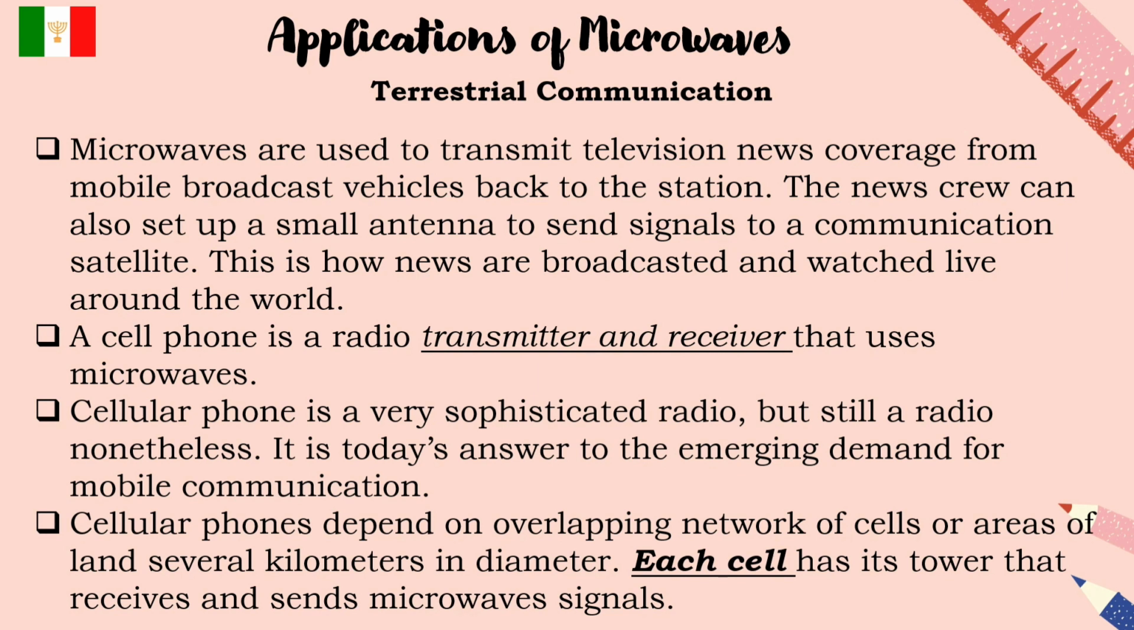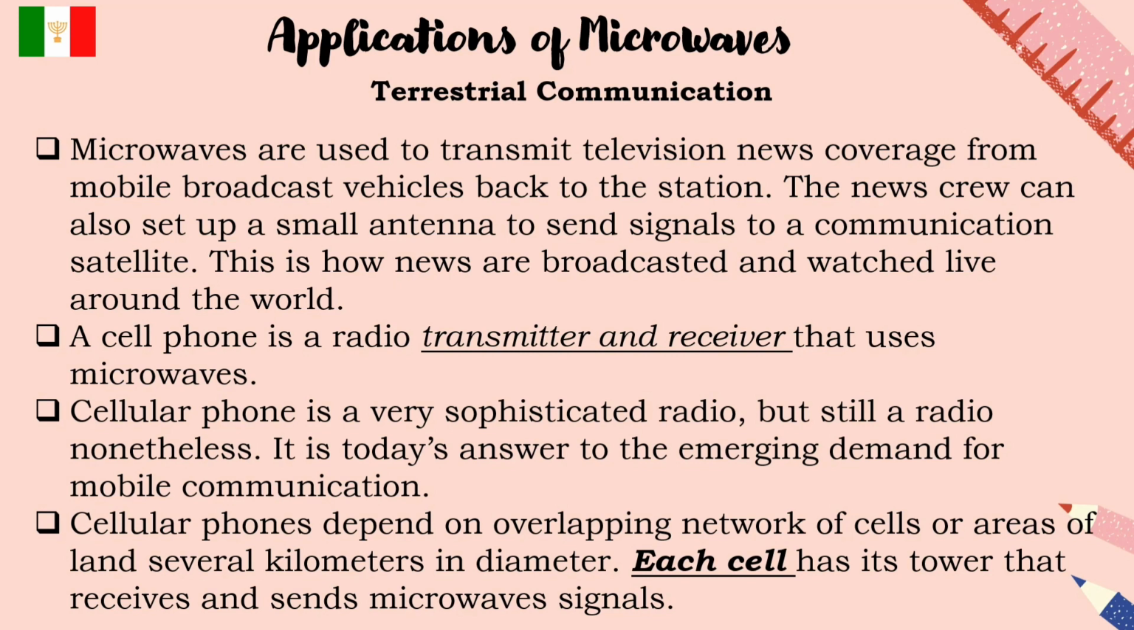Microwaves are used to transmit television news coverage from mobile broadcast vehicles back to the station. The news crew can also set up a small antenna to send signals to a communication satellite. This is how news is broadcast and watched live around the world.